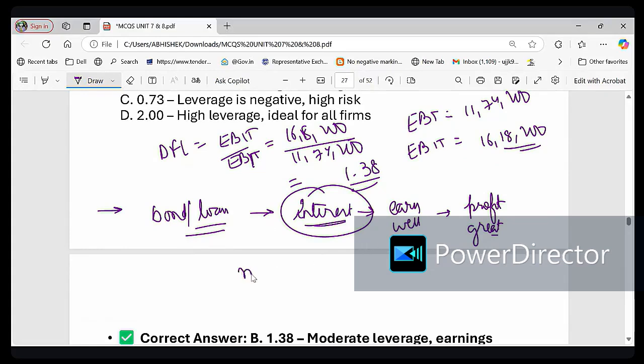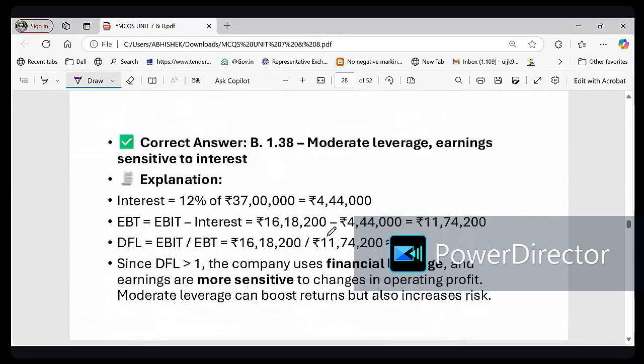The more borrowed money you use, the more your profits swing up or down due to fixed interest, because interest is fixed no matter whether the company is earning great or not. What is the meaning of financial leverage? It means the more borrowed money the company uses, the more your profit will swing up and down due to the fixed interest part. So the answer to this question is 1.38, right?